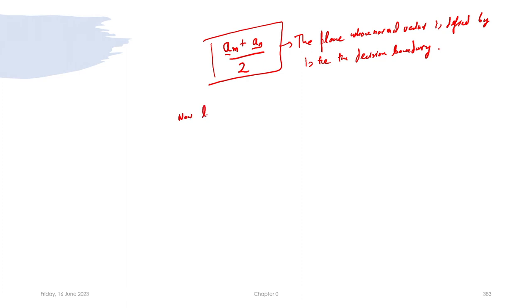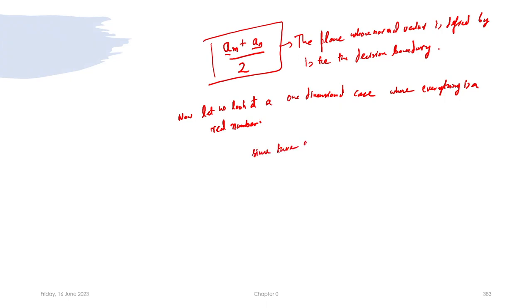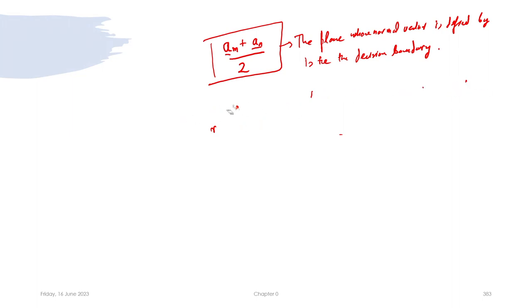Now, let us look at a one dimensional case. Let us look at a simple one dimensional case where everything is a real number, since there are just 2 points. Actually, this is an easier explanation. Instead of looking at just one dimension, we have a plane whose normal vector is given by this.